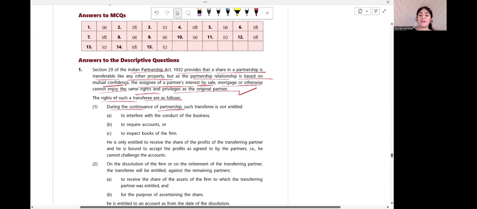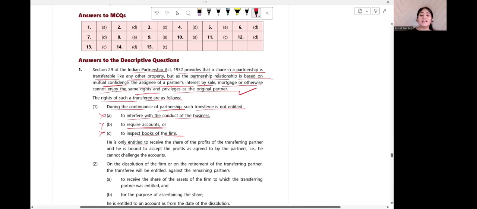During the continuance of partnership, such a transferee is not entitled to interfere in the conduct of business. You can't interfere in the conduct of business. You have been transferred the share, so you just look into the business, don't interfere in all the things. To require accounts, you can't ask for the accounts also. To inspect books of accounts, you have been given the time, say for 10 days you have to act as a partner. You have been assigned as a partner, but you don't get into the books of the firm and check what is there in the books.